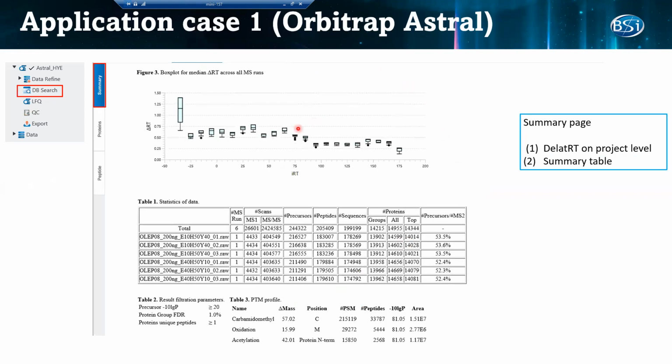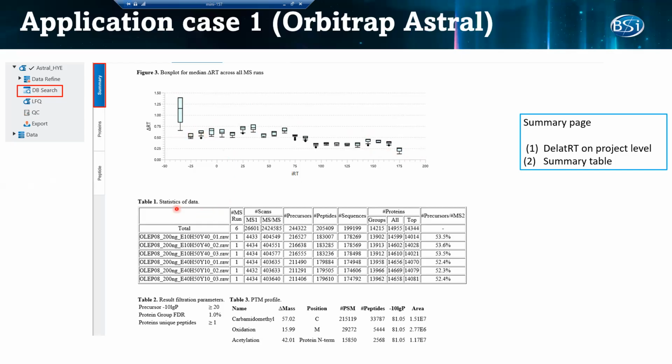And then we can also check the delta RT across all the LC time. So we know that usually at the start of the gradient, the system is not stable yet. So only in this region, or maybe at the end, the delta RT is large. In the middle of the LC time, you can see that all the delta RT is very small. So that means our identification result should be good.